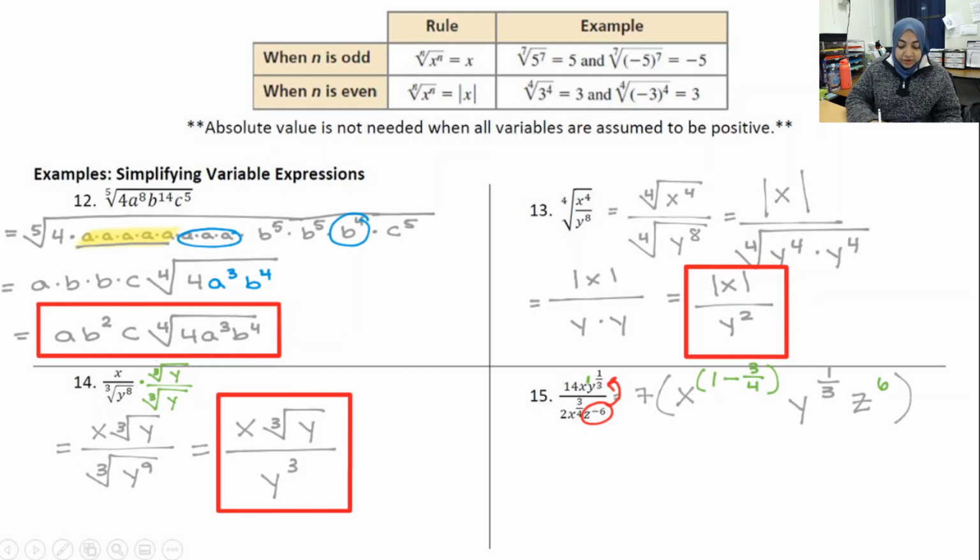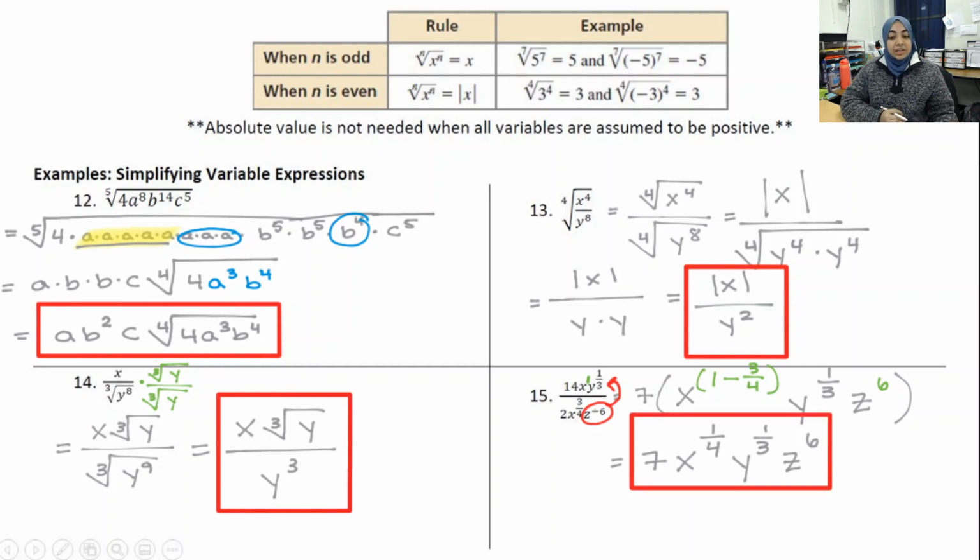And now it's just a matter of me simplifying. So I have 7x to the 4/4 minus 3/4. I said 4/4 instead of 1. 4/4 minus 3/4 is 1/4. y to the 1/3. z to the 6th. Cannot simplify any further because I don't know the value of x, y, or z. And so that is it. I'm done. Not too bad at all.